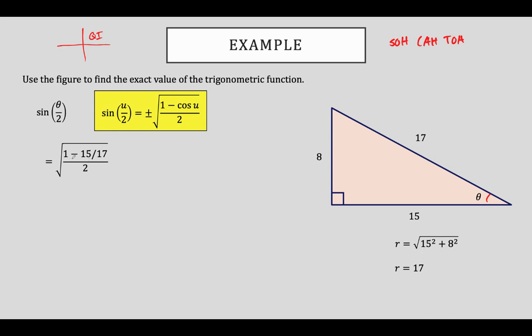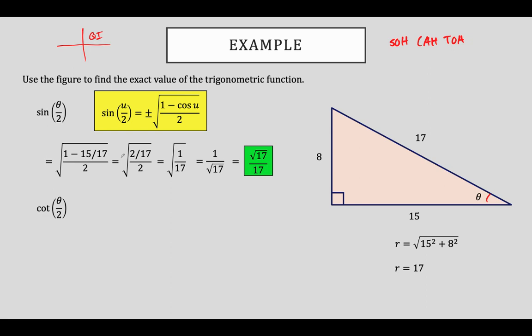In our numerator, we get a common denominator. This would be 17 over 17 minus 15 over 17. That's 2 over 17 divided by 2. Know that dividing by 2 is the same as multiplying by 1/2. That gives us the square root of 1 over 17. To take the square root of a fraction, we take the square root of the top and the bottom. The square root of 1 is 1, leaving us with 1 over root 17, which we can then rationalize by multiplying by root 17 over root 17, giving us our final answer, root 17 divided by 17.